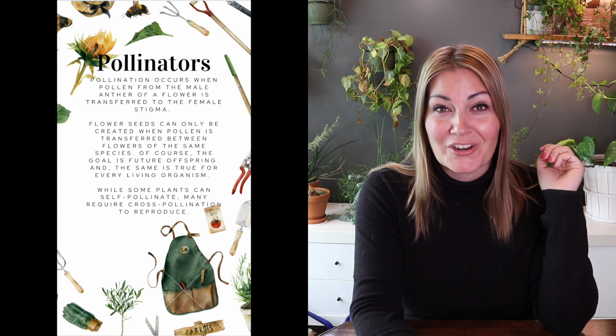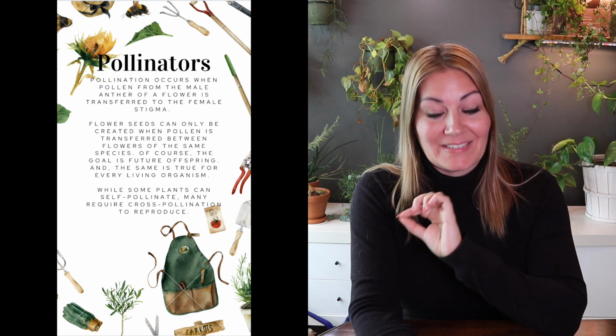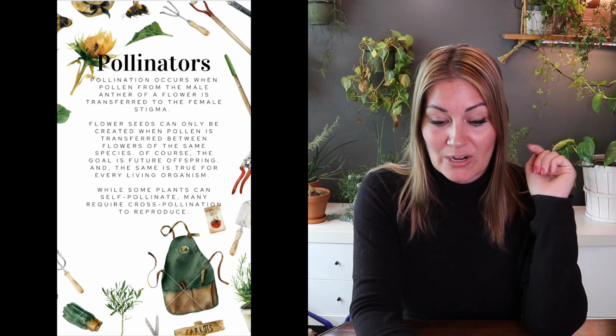Pollination is a process. Pollination occurs when pollen from the male anther, the part of the flower plant, is transferred to the female stigma. So that is the process, and we know that flower seeds can only be created when the pollen is transferred between the flower parts of the same species. So one flower will have both of those parts, the female and male part, and joining those two pieces is when pollination occurs, and it is needed to produce a seed. The goal in these plants in pollination is reproduction. They want to produce more offspring, they want to produce seed, which will then produce more plants. When you're shopping for apple trees, you might notice a word called self-pollinating, and that occurs with some plants, but many require cross-pollination in order to reproduce.